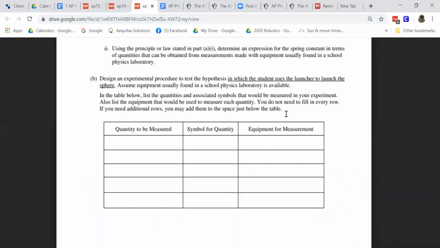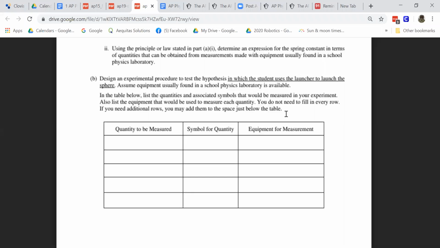It says, design an experimental procedure to test the hypothesis in which the student uses the launcher to launch the sphere. Assume equipment found in a school physics laboratory is available. In the table below, list the quantities and associated symbols that would be measured in your experiment. Also list the equipment that would be used to measure each quantity. You do not need to fill in every row. If you need additional rows, you may add them to the space below the table.